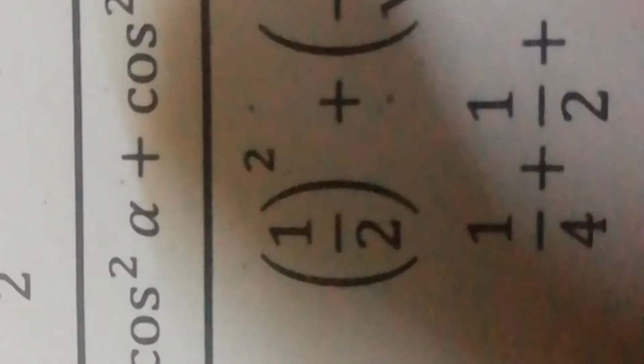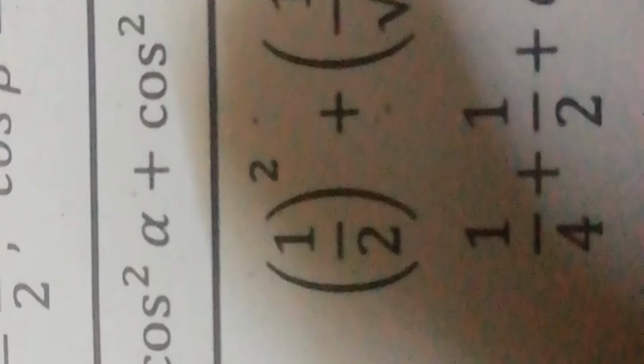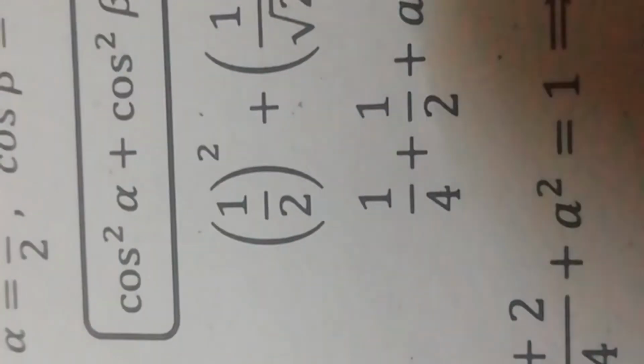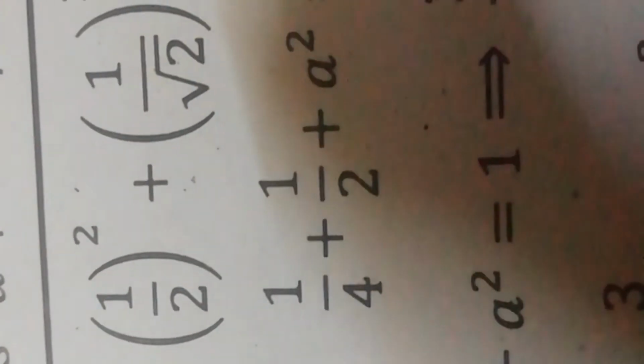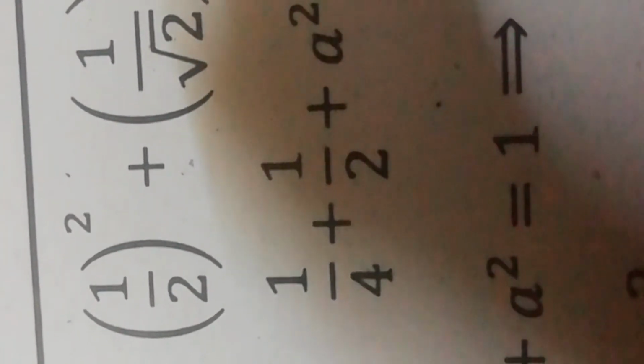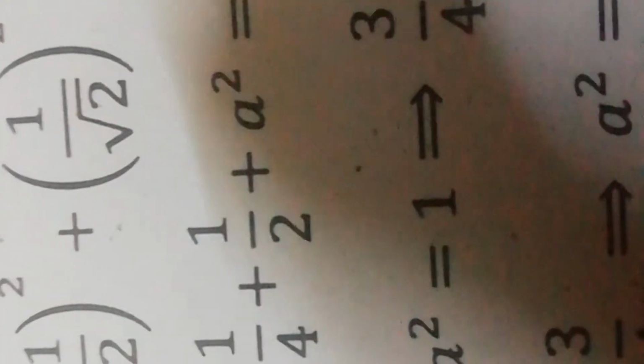What is cos²α? It's (1/2)². What is cos²β? (1/√2)² plus a² equal to 1. After simplification, (1/2)² means 1/4, so 1/2 plus a² equal to 1. So take the LCM, which is 4, and we get 3/4 + a² = 1.